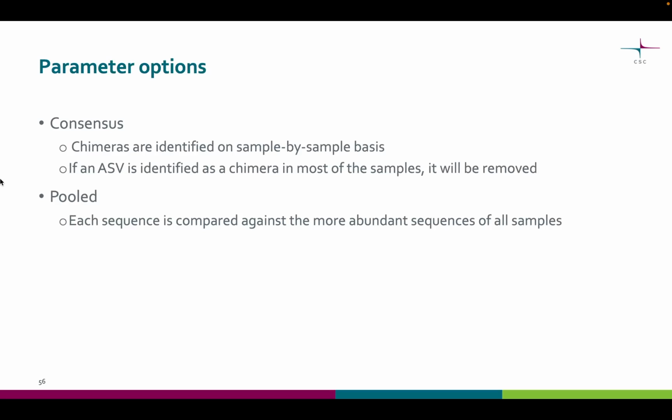There are two possible ways the chimeras can be detected with the DADA2 command. The default option is called consensus, and then the chimeras are identified on a sample by sample basis. If an ASV is identified as a chimera in most of the samples, it will be removed. The other option is called pooled, and it means that each sequence is compared against the more abundant sequences of every sample. So the ASVs in the sequence table are pooled together for chimera identification.